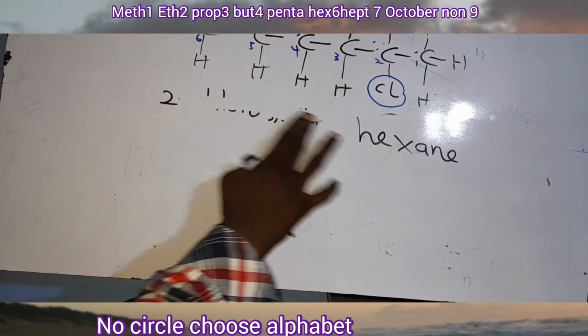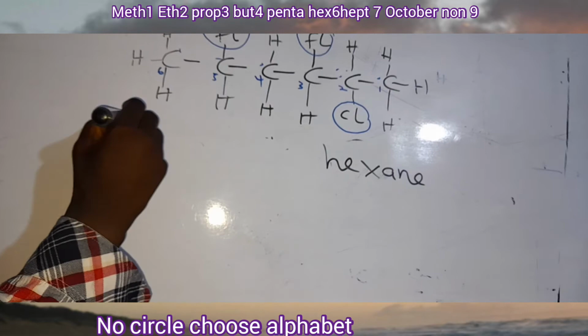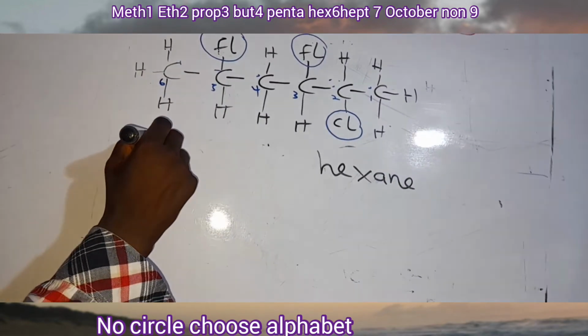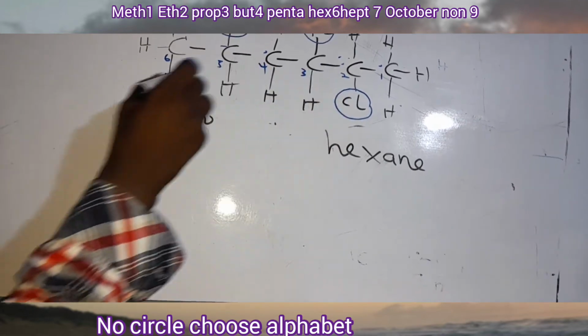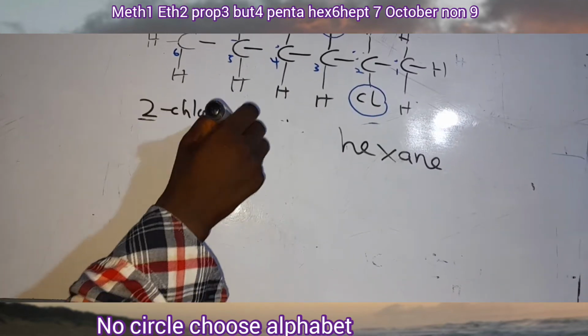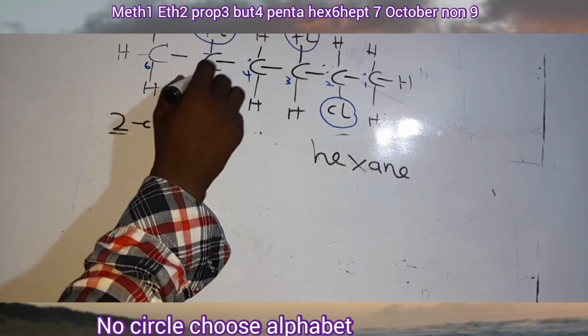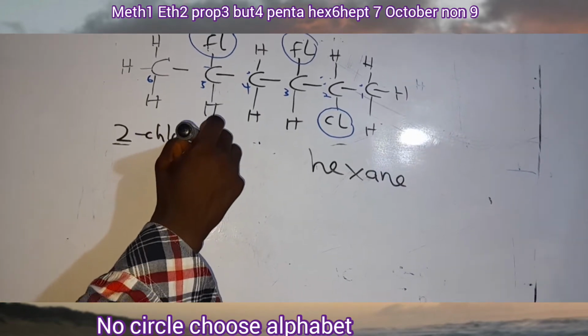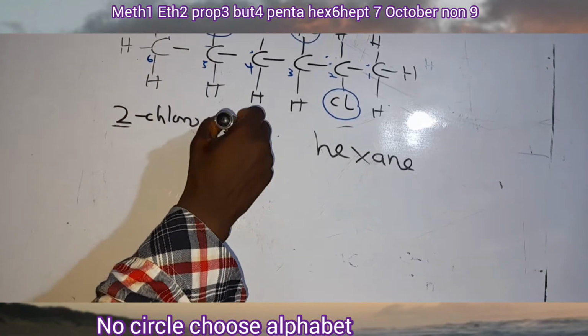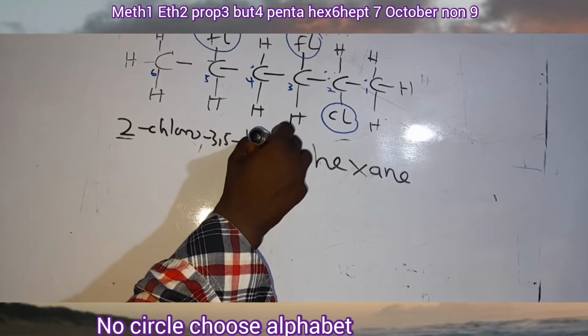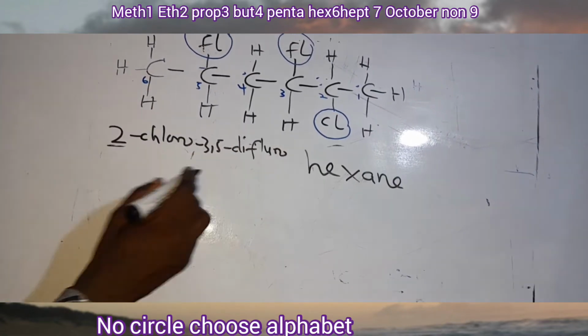No. We have 2 chloro. It means that chlorine is on number 2. That's why 2 chloro. Then the fluorine and fluorine, they are number 5 and number 3. So 3, 5 di, because there are 2 of them. Difluorohexane. So this is going to be the name.